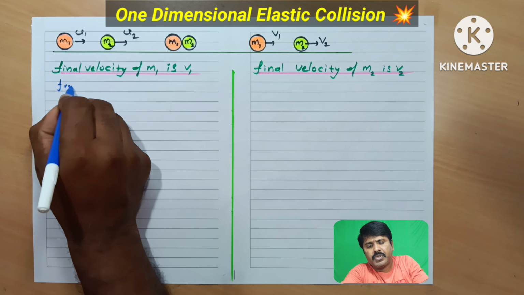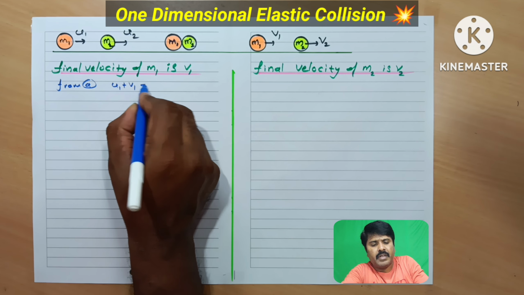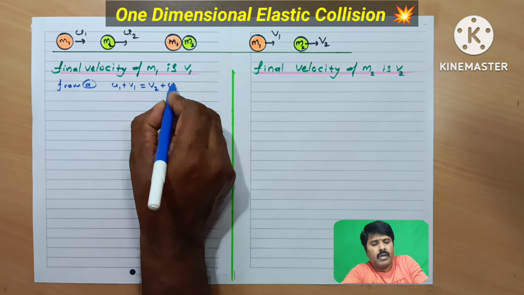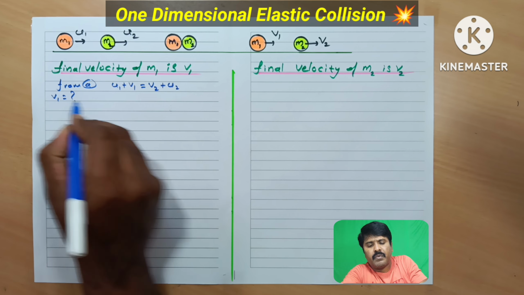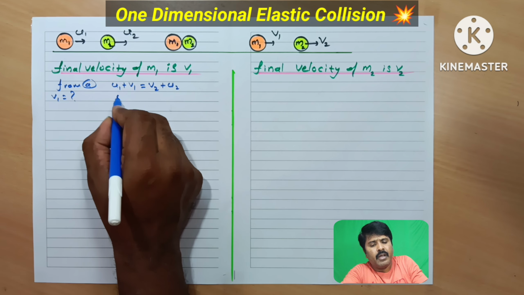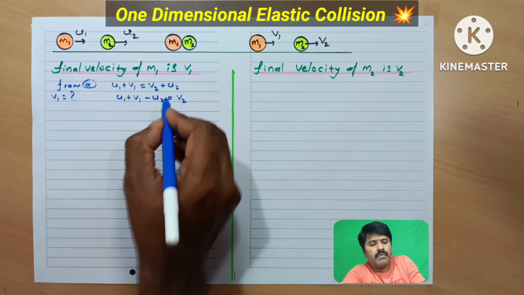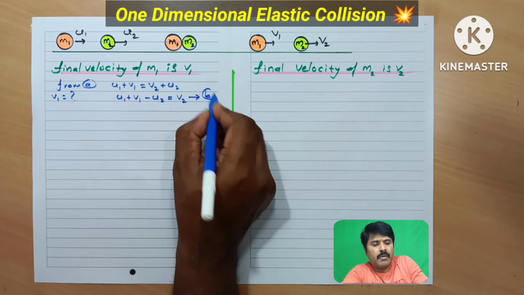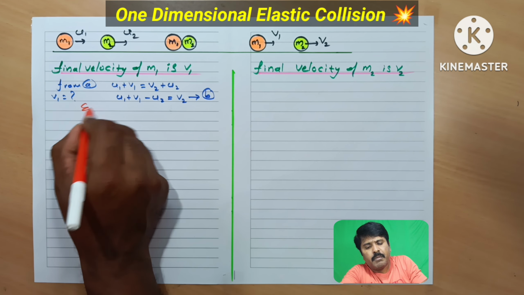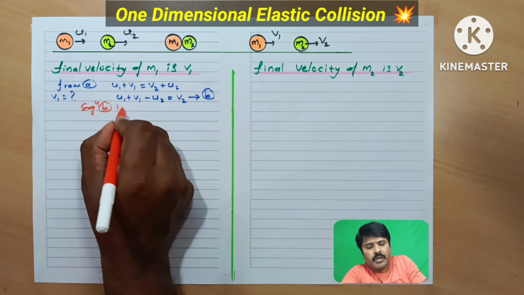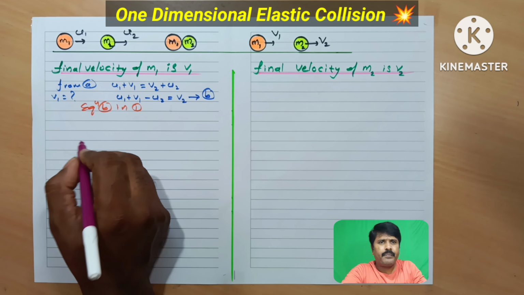Okay, the final velocity of m1 mass is v1 and m2 mass is v2, student, so using the basic equation from equation number A, that is u1 plus v1 is equal to v2 plus u2, but we need the value of v1, we have to find. From this equation I am writing u1 plus v1 minus u2 which is equal to v2. This is equation number B, student.